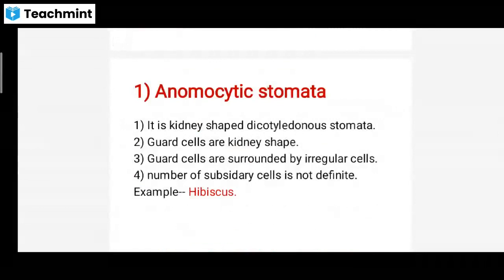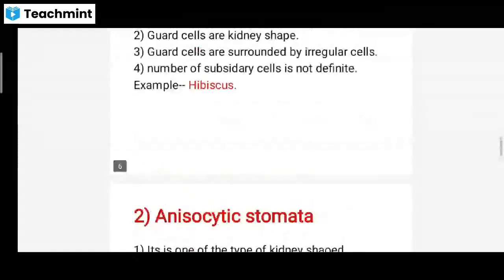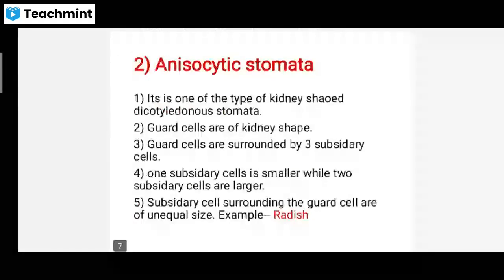Next, first type of stomata, anomocytic stomata. It is kidney-shaped dicotyledonous stomata. Guard cells are kidney-shaped. Guard cells are surrounded by irregular cells. Number of subsidiary cells is not defined. Example, hibiscus.